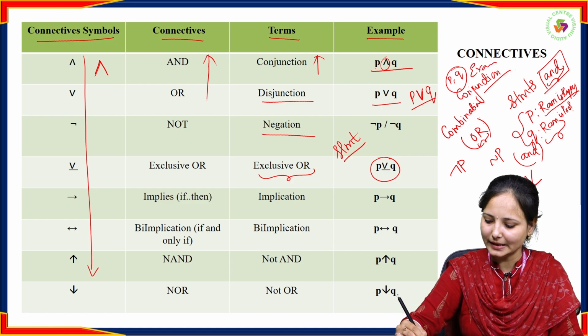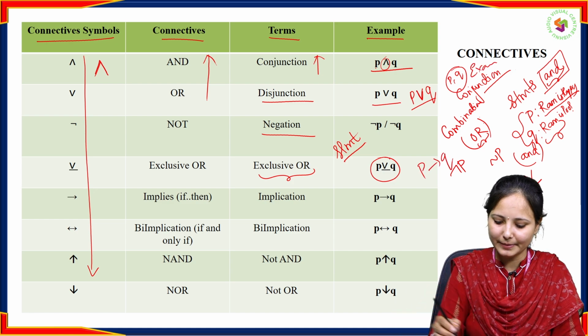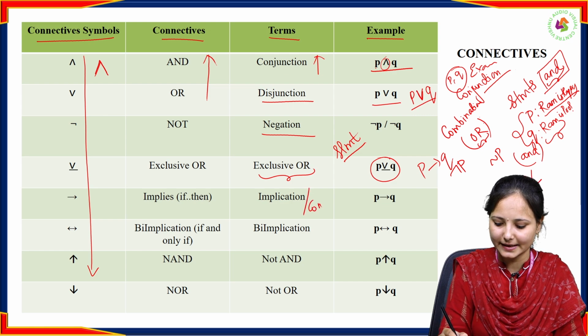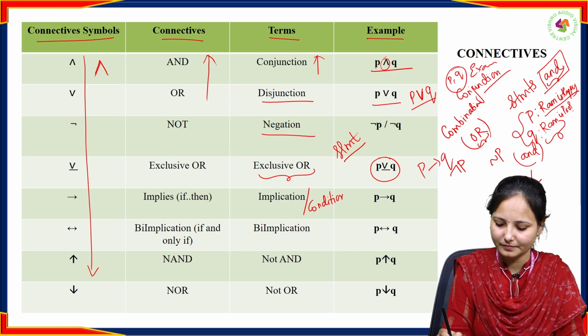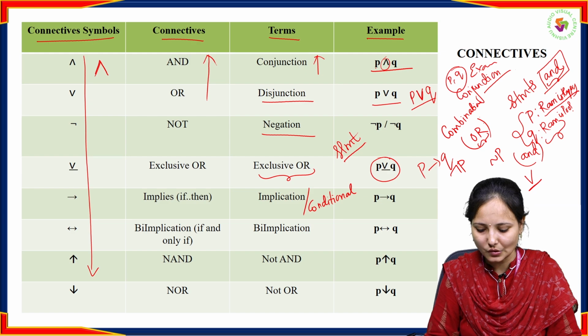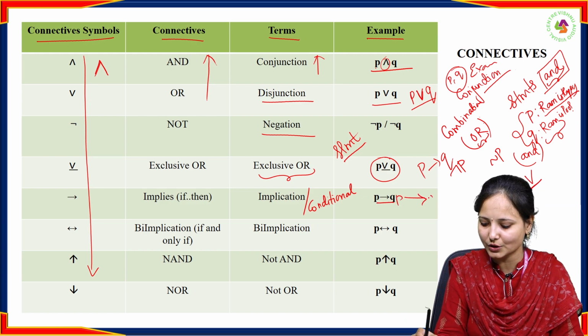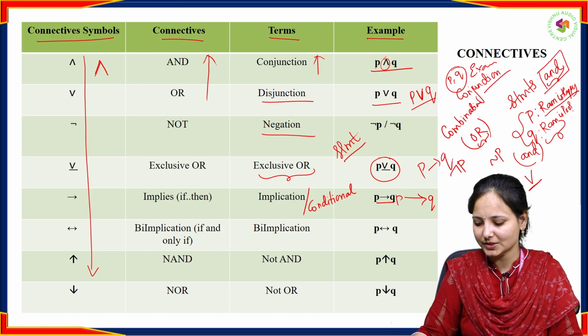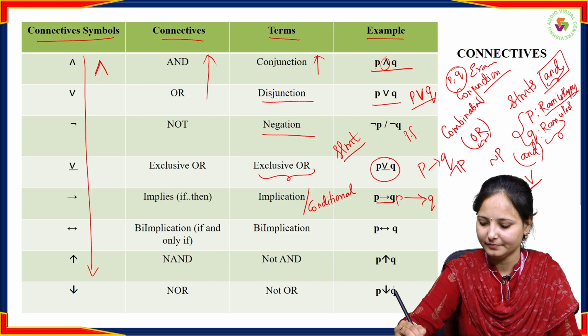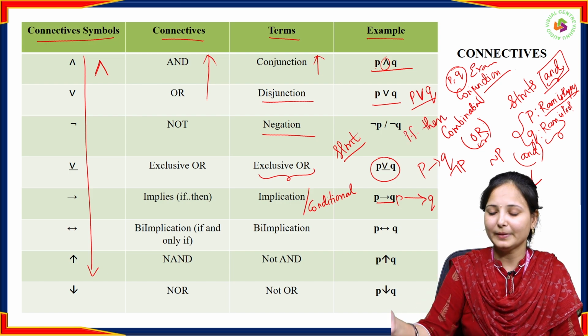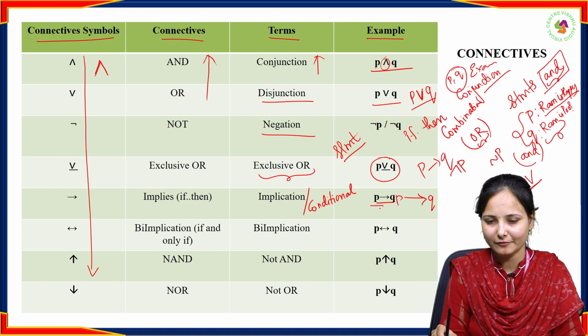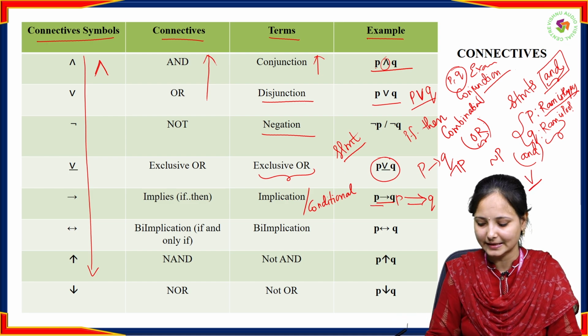Next one is P implies Q. This implication is also known as conditional. Here it is represented like this, P implies Q. This is similar to our English statement "if then". Implication is similar to if then. If P, then Q. It is represented like this.